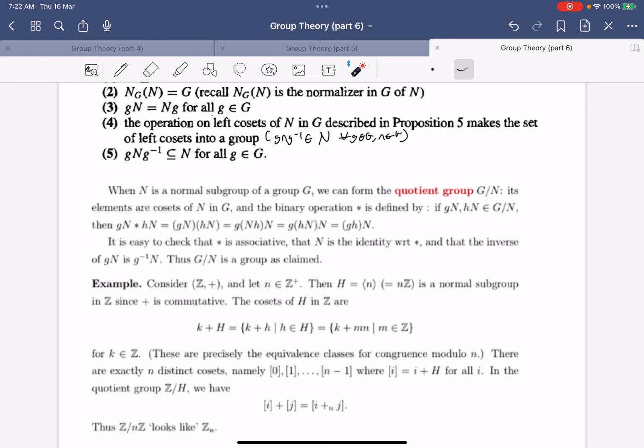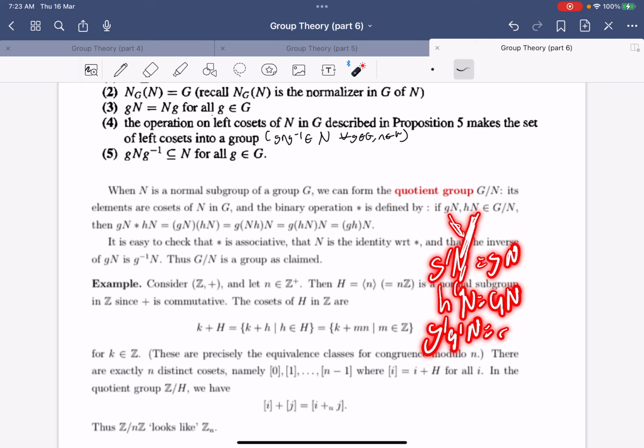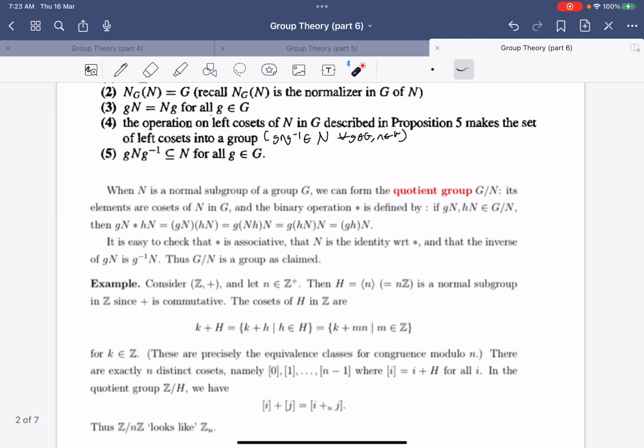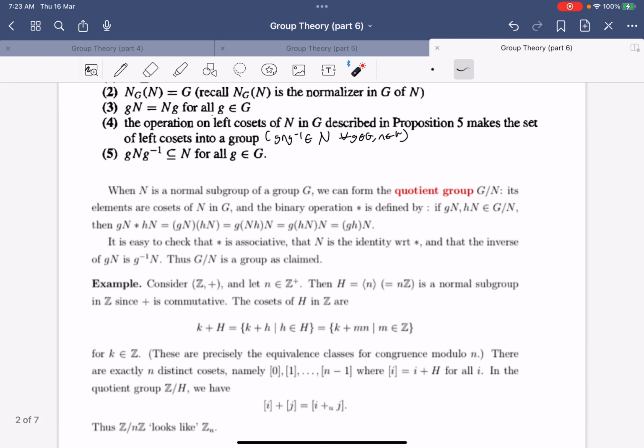And this operation is defined for any representative of the coset. So you can have g'N equal to gN, and h'N equal to hN. Then g'h'N equals ghN, and they are the same. So only when you have the normal property is this binary operation well defined.